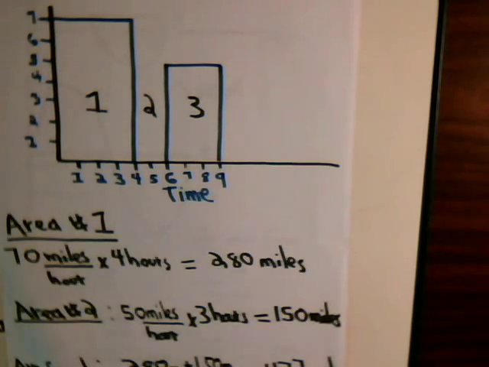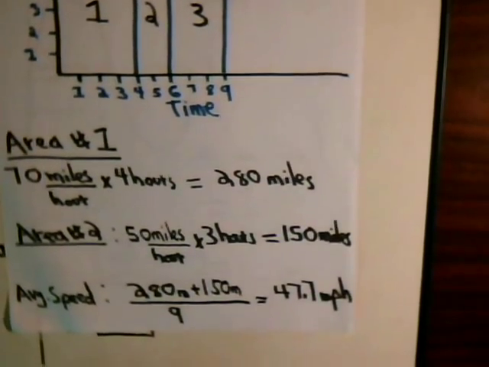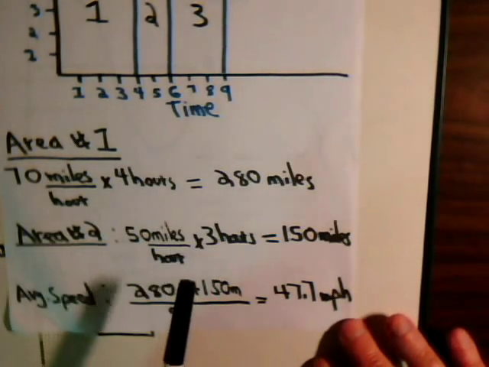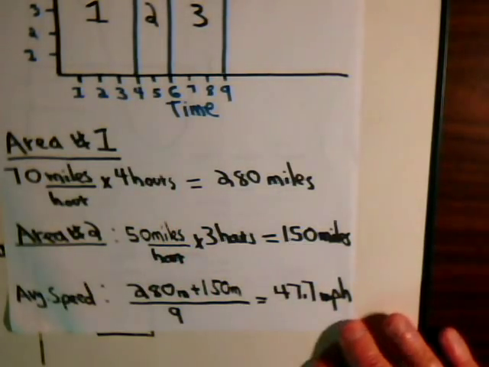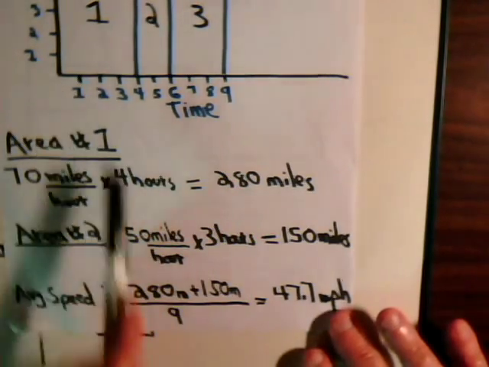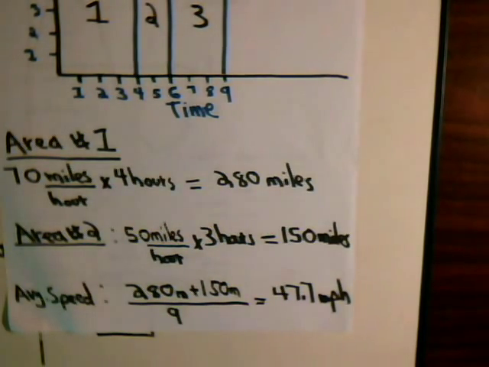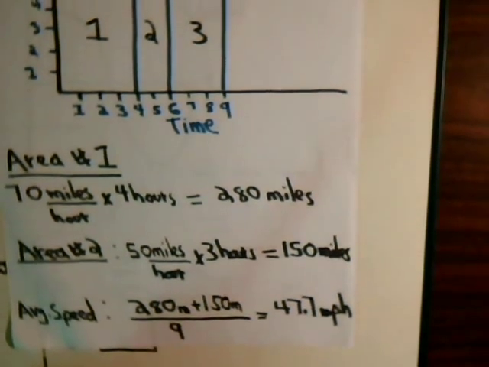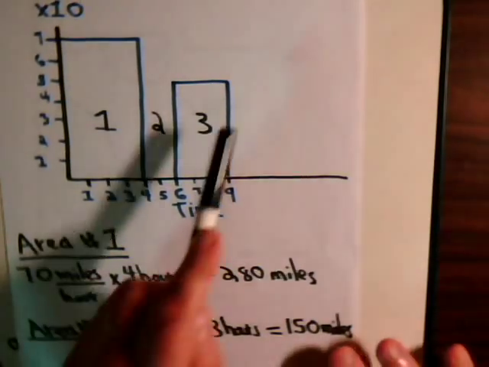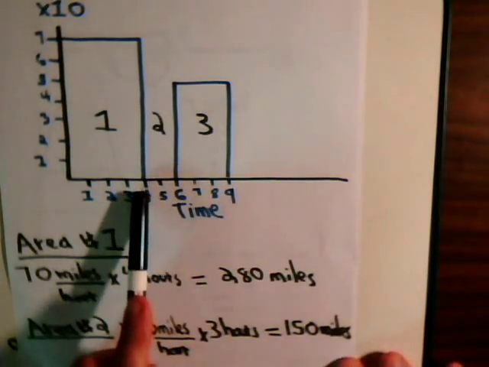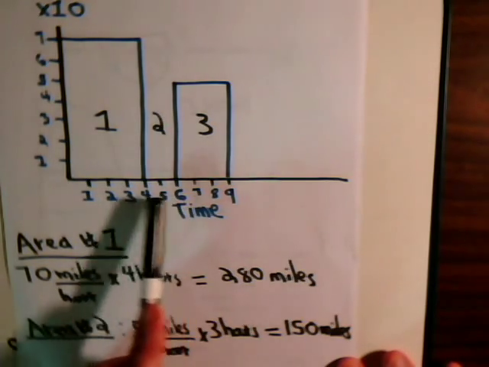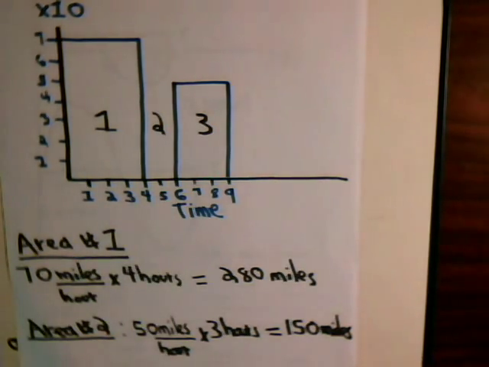Obviously the average speed would just be 280 plus 0 from here plus 150, divided by 9, or it's 47 7/10 miles an hour. Notice that that is less than his slowest speed of 50 miles an hour, but that's, of course, because we had 2 hours here where he wasn't driving. But that obviously is a simple example of how to find the average rate of speed in this problem.